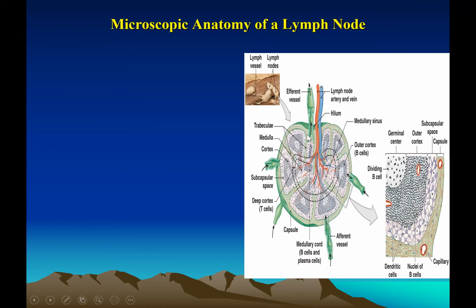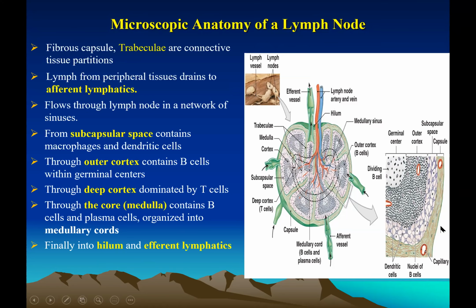In the different regions, the cortex, the medulla, and so forth, we have a different population of lymphocytes. For example, the subcapsular space contains macrophages and dendritic cells. The outer cortex is dominated by B cells. The deep cortex is dominated by T cells. The medulla contains B cells and plasma cells. So as the lymph flows through the lymph node, it will get filtered by these different types of cells.